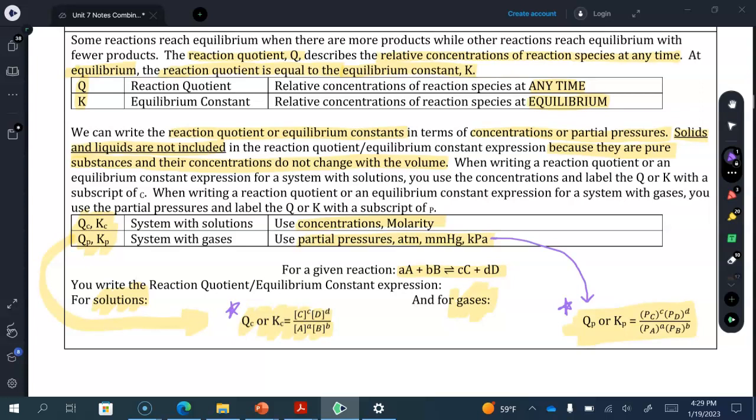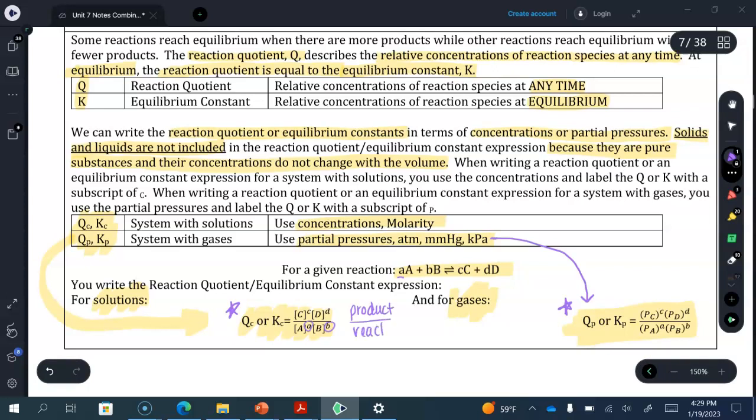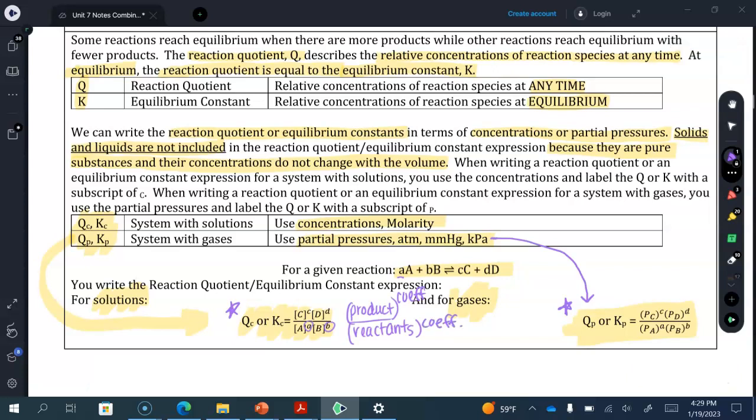Something else to note is that the coefficients are the exponents. So it's always products over the reactants, to the power of their coefficients.